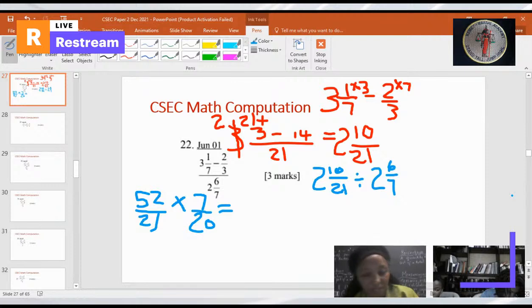Which numbers can cancel each other here? 7 and 21, miss. So 7 goes into itself one time, and 7 goes into 21 three times, miss. Okay, anything else can cancel? Can 2 go into 20 and 52? Oh, yes, miss. I think 4 could also go into 20 and 52.